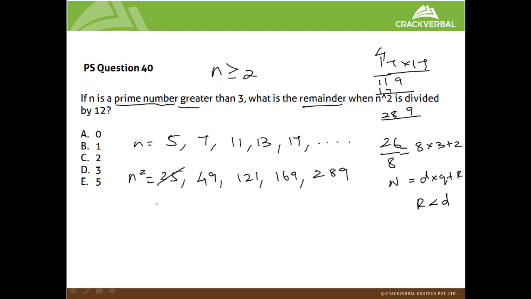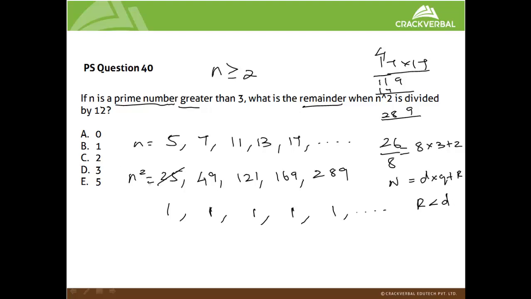So 25 divided by 12: 12 twos are 24, remainder is 1. 49: 12 fours are 48, so the remainder is 1. 121: 12 tens are 120, the remainder is 1. 169: 14 twelves are 168, so the remainder is 1. Then 289: 24 into 12 is 288, so the remainder is again 1. If you look at all the values, when you divide by 12, the remainder is 1. So we can choose answer choice B.